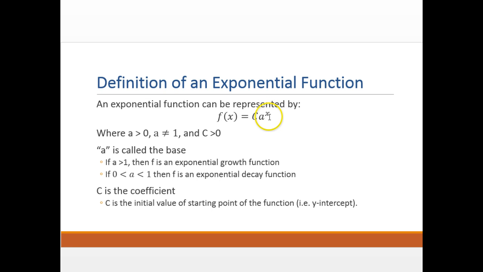The reason it's called an exponential function is because x is in the exponent. Now notice if a is greater than 1, this is what's called exponential growth. It's getting bigger and bigger. And if a is less than 1, this is called exponential decay. It's actually something that's shrinking. C is actually the initial value, or the y-intercept of your graph.